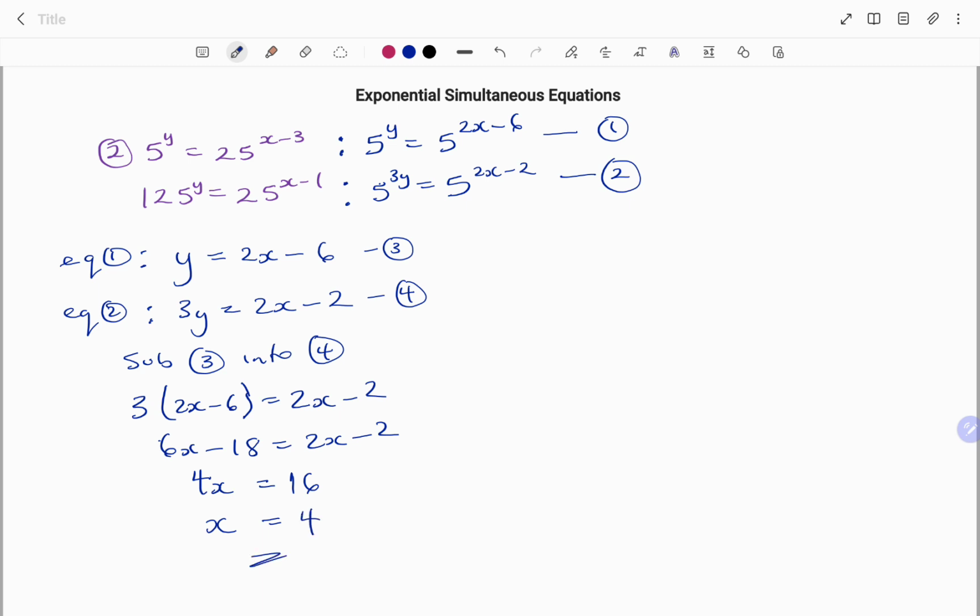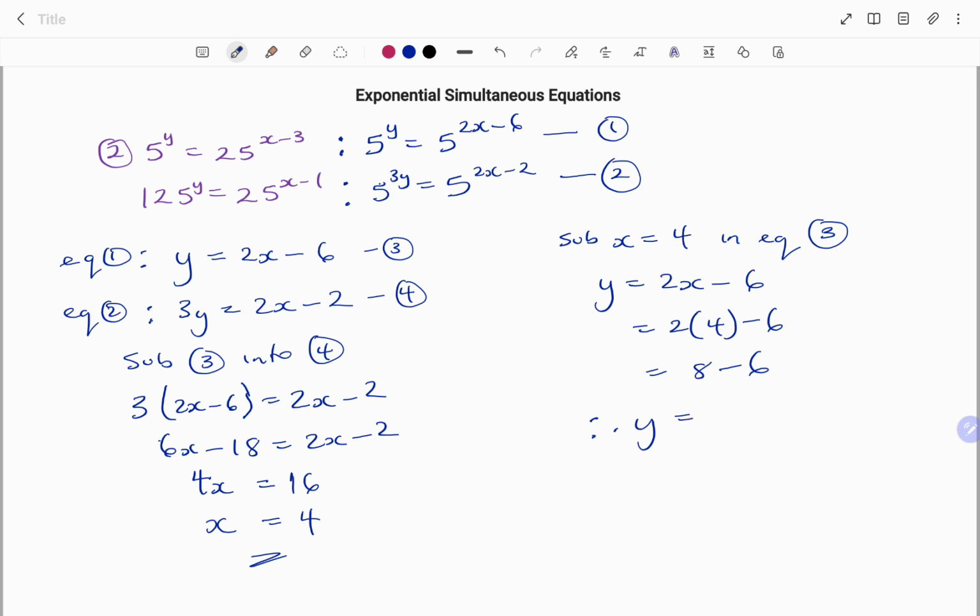And once I have x equals 4, I'm going to substitute x equals 4 in equation 3. Equation 3 states that y equals 2x minus 6. So every occurrence of x, I replace it with 4. That'll be 2 in bracket 4, minus 6. That'll be 8 minus 6. Therefore, my y equals 2. Let's look at one more example.